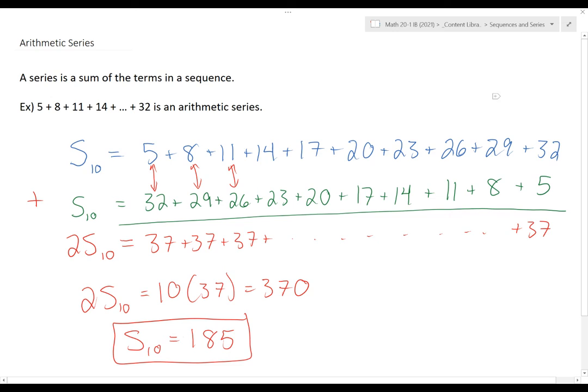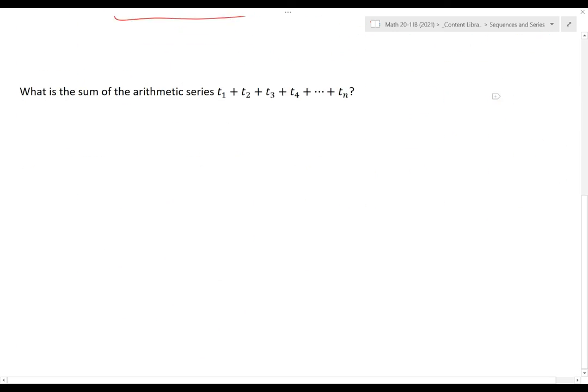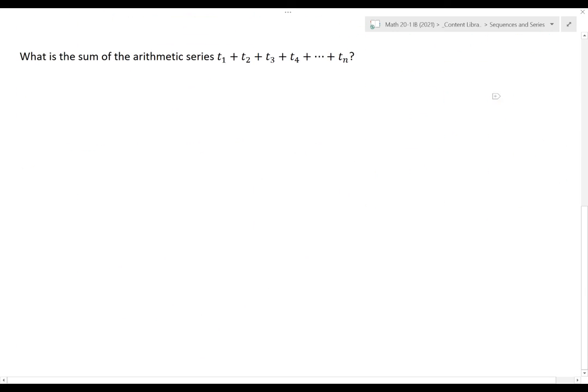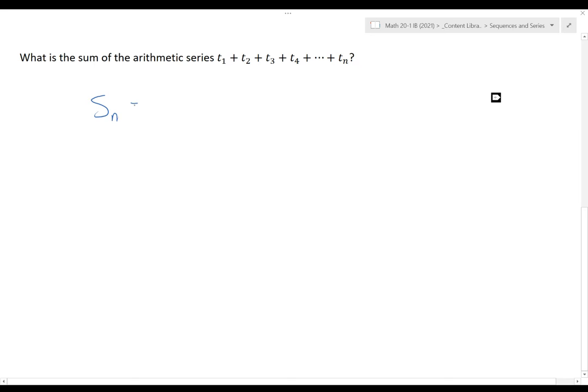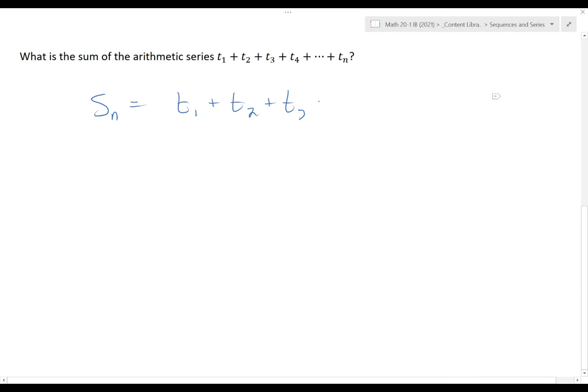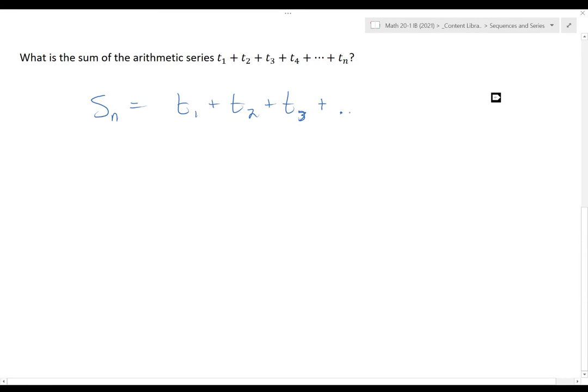So what we're going to do now is we're going to generalize that. So if I have an arithmetic series, what would be a formula for the sum of the first n? So following that same process, the sum of those n terms is t1 plus t2 plus t3, etc., all the way up to tn. Or I can write that exact same sum in reverse order. And what I end up with is, ultimately the same sum.